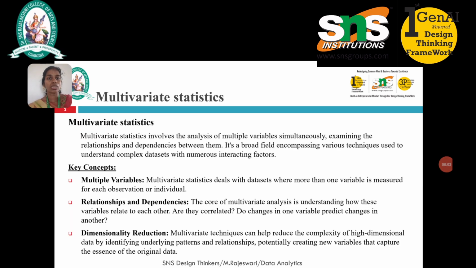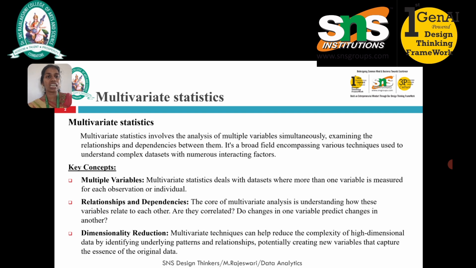Now, the key concepts of multivariate statistics. It consists of many variables, which is called multiple variables. It is one of the key concepts of multivariate statistics. For statistics, we need the support of more than one variable. Then only can we take a decision about the analysis report. So multiple variables are needed, then relationship and dependence are also needed, then dimensionality reduction is needed.